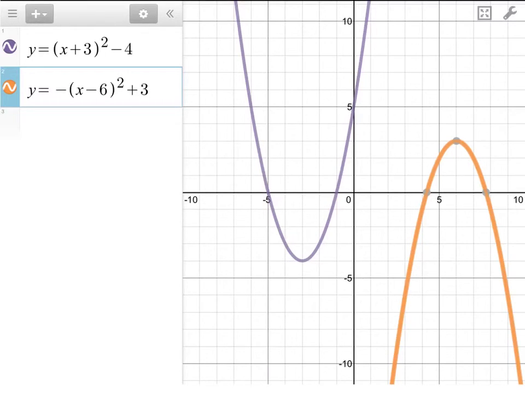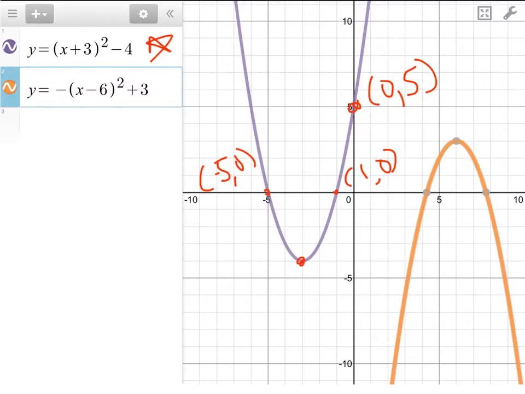Alright, so I'm just going to focus in here. So that's a y-intercept there. That's at 0, 5. Well, there's no 5 in the purple one. Okay. I have a root and a root. My root is at -5, 0. 1, 0. Nope. So let's go straight to the vertex. Now, on my vertex, I have -3, 1, 2, 3, 4, -4. All right.